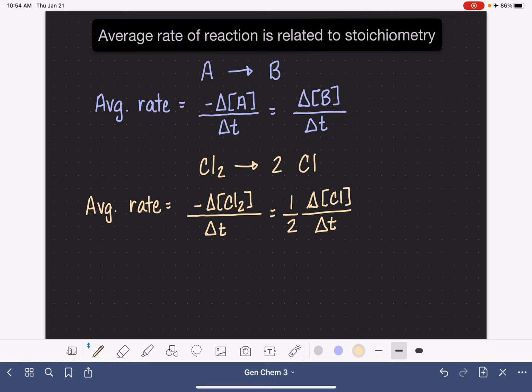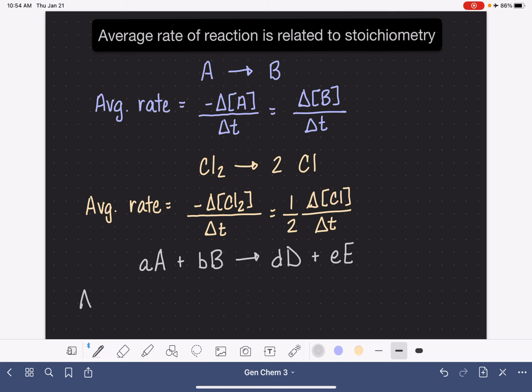In general, the stoichiometric coefficients always belong in the front of our expression for average rate. So let's just write a generic reaction. Let's say little a, big A, plus little b, big B, forms little d, big D, and little e, big E, where the little letters are the stoichiometric coefficients and the big letters are the molecules.